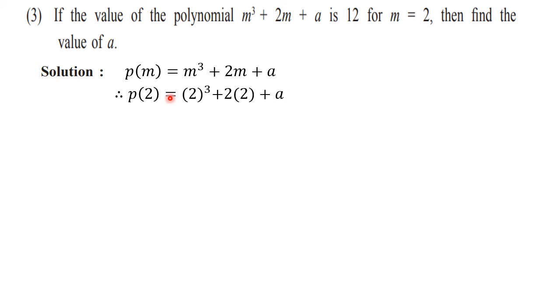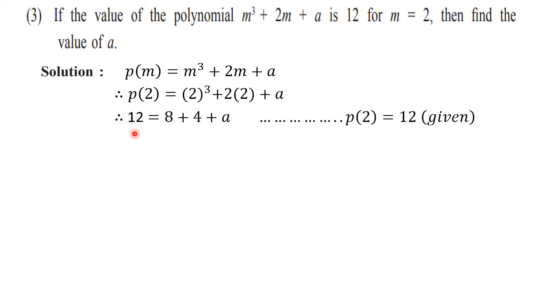But see now, this value P of 2 is given as 12. So here in this place we can write down 12. Okay, so 2 cube is 8, 2 into 2 is 4, and a as it is. So why I wrote 12 here? Because P of 2 is 12. This is given to us. We can see here value of the polynomial for m is equal to 2, means P of 2 is 12. So I have written the reason that why the left hand side is replaced by 12.